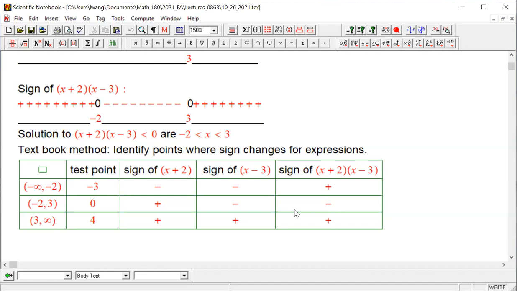So it's the same idea. Do you guys see that? But these are the 3 ways of presenting the solving of similar questions. And you need to realize it's all about signs.